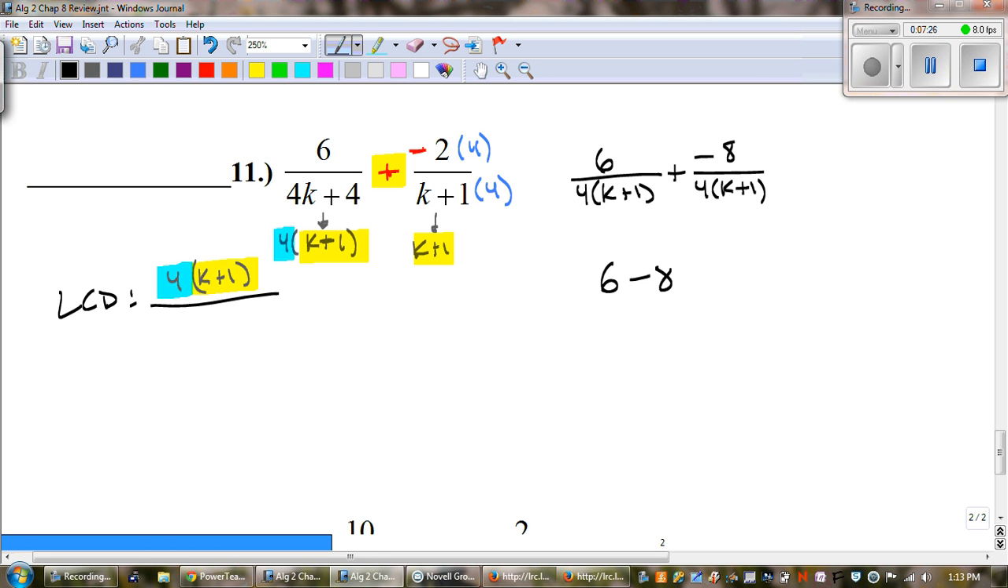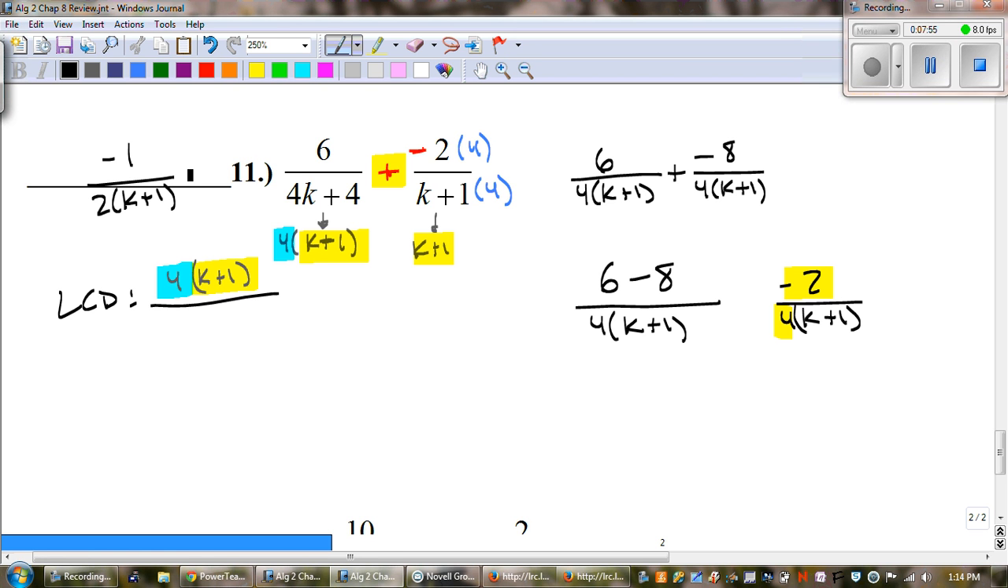At this point, if you want to, you can write it all over one fraction. 6 minus 8 is negative 2. And then you always want to check, can you reduce that fraction? And you can. Okay, 2 over 4 is the same thing as 1/2. The 1 stays on the top, and the k plus 1, excuse me, is on the bottom.